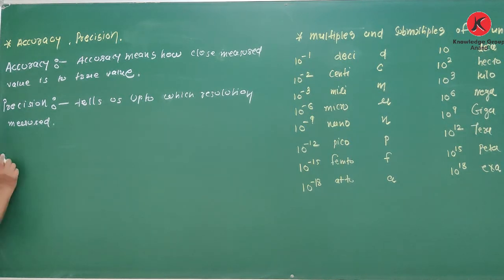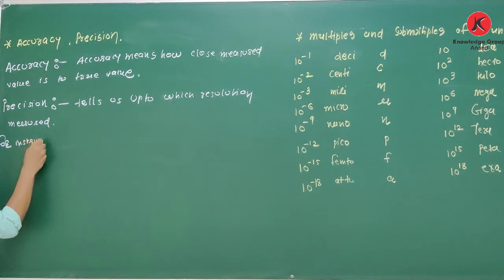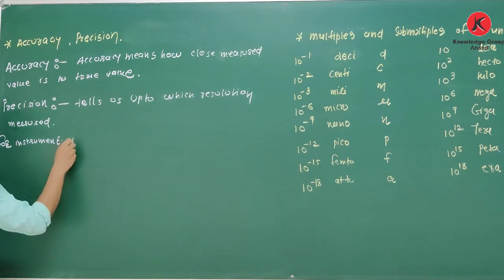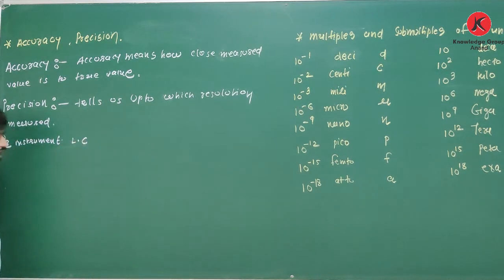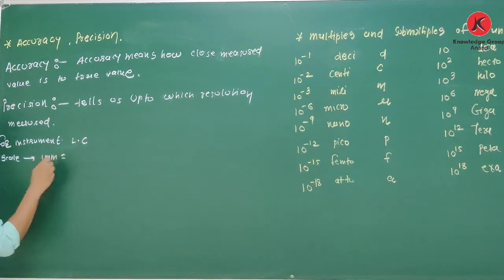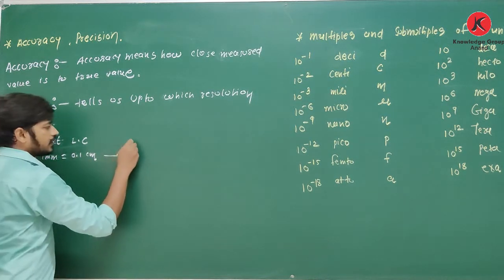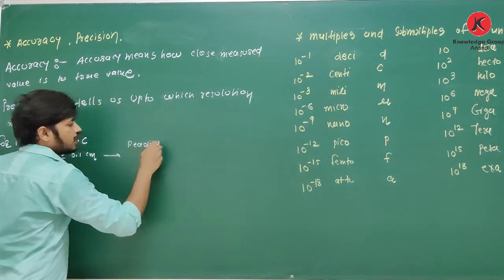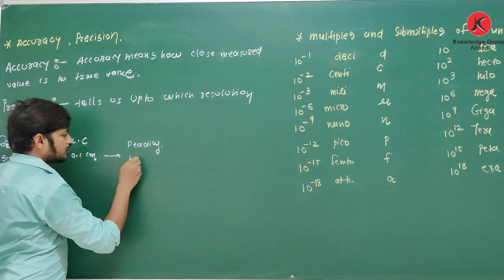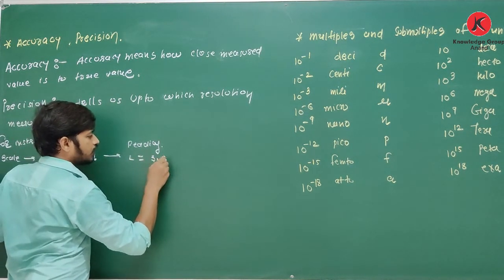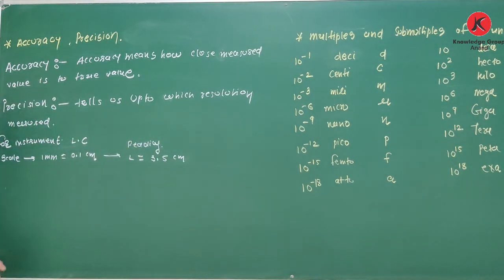Okay, now what is the meaning of these two quantities? See, first of all, any instrument has some least count. For example, for a scale, least count is 1 mm. Yes or no? 1 mm means 0.1 centimeter. So readings with the help of a scale are like this. For example, length is equal to 3.5 centimeter. Why? With the help of vernier calipers.